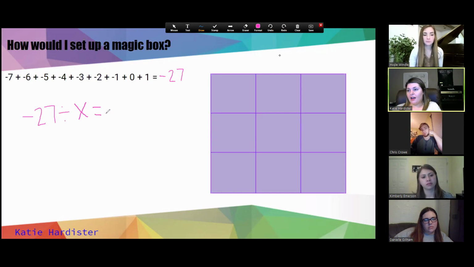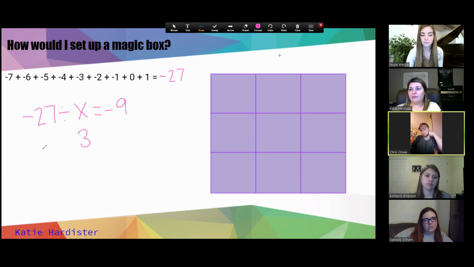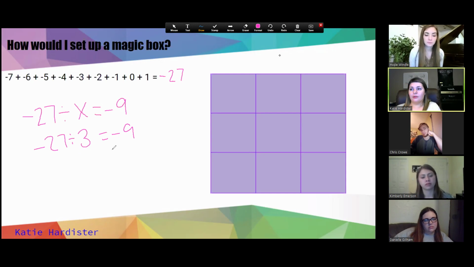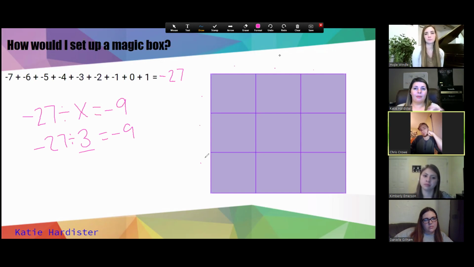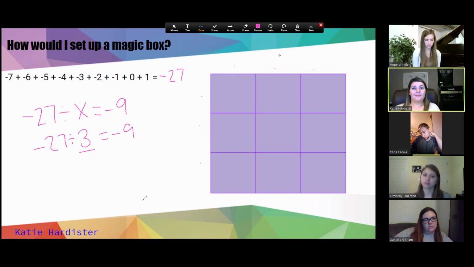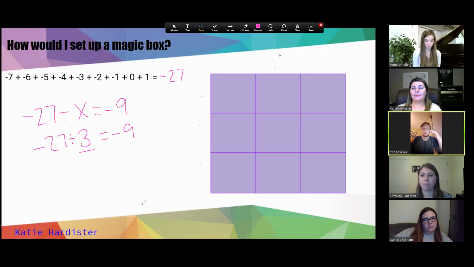Okay, and then so if we take negative 27 and exactly what Chris said, x, let's place x there, and we know that our magic number is 9. So we could add a 3 here to say this x equals 3. So I could do a box that is 3 by 3, and that's how we would decipher how we would actually set up our grid for the box. Just in case we need to draw it out for us. Absolutely.